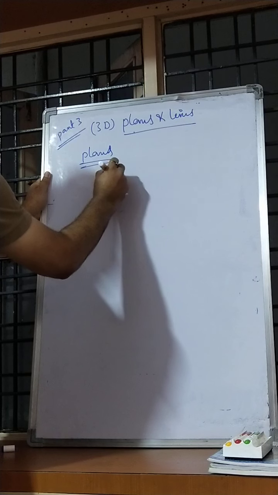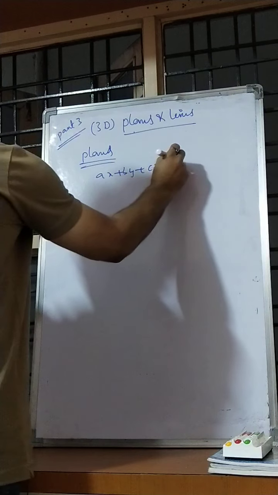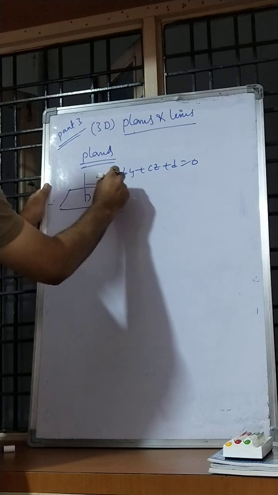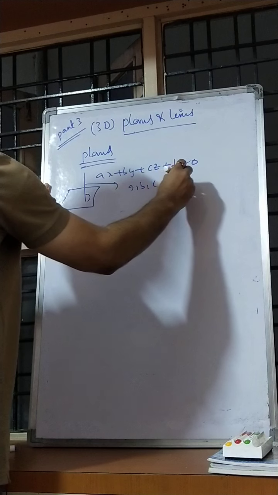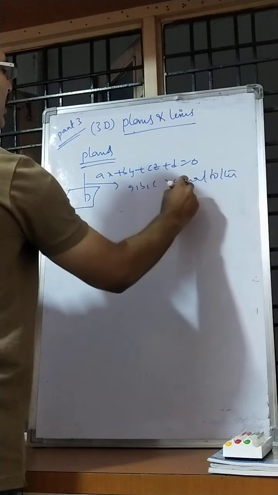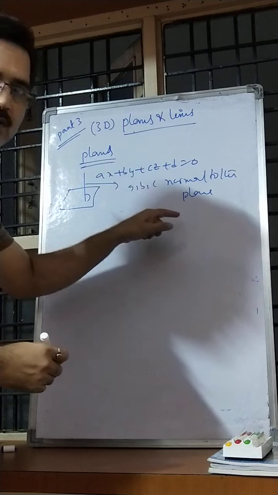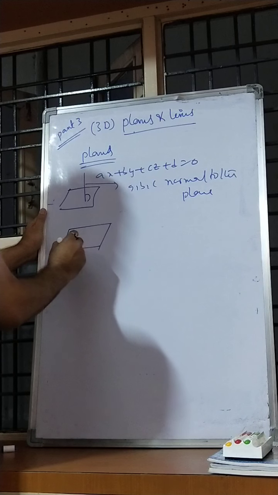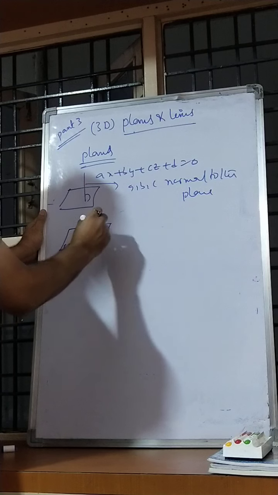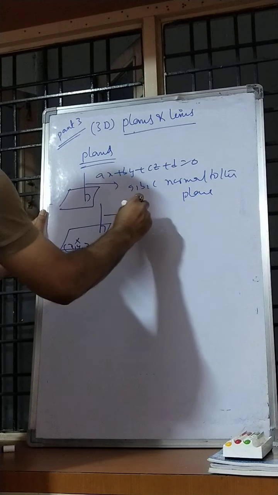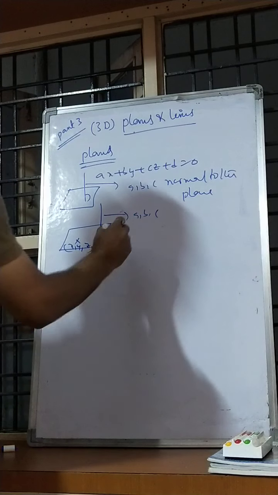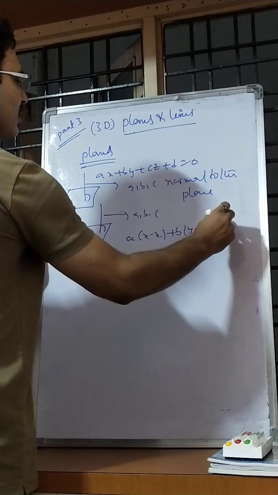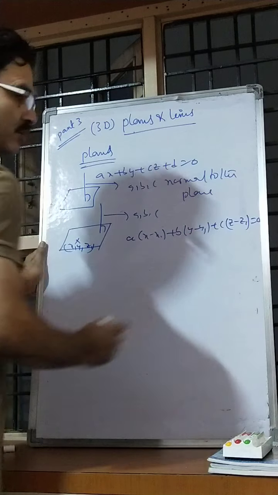See here, this is ax + by + cz + d = 0, the general equation of the plane. Okay, here a, b, c are the normal to the plane. Now the next one: suppose you want to find the equation of the plane passing through the point (x1, y1, z1) and having DRs of normal a, b, c, then you can use this formula: a(x - x1) + b(y - y1) + c(z - z1) = 0.